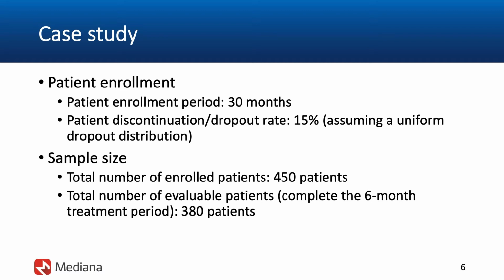The initial sample size calculation based on clinically relevant assumptions about the improvement rates in the individual dosing regimens that will be presented on the next slide gave us the total number of enrolled patients at 450 patients, and then accounting for the dropout rate, we end up with the 380 evaluable patients, and those are defined as patients who complete the 6-month treatment period.